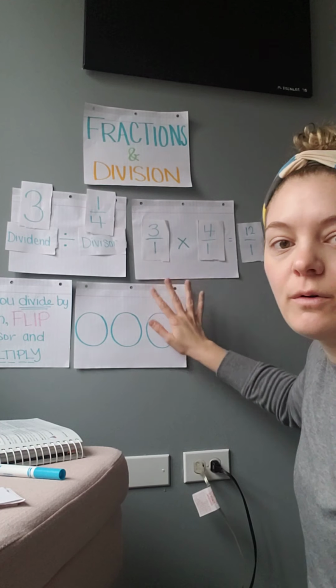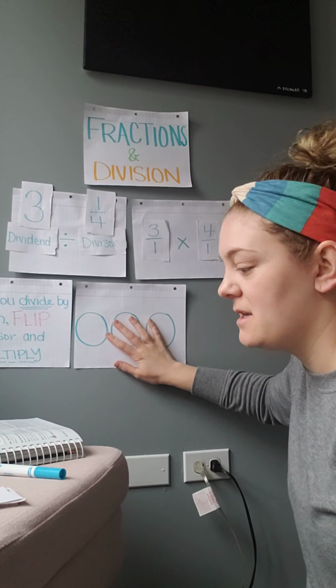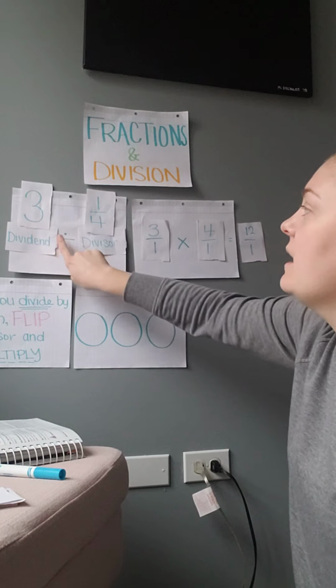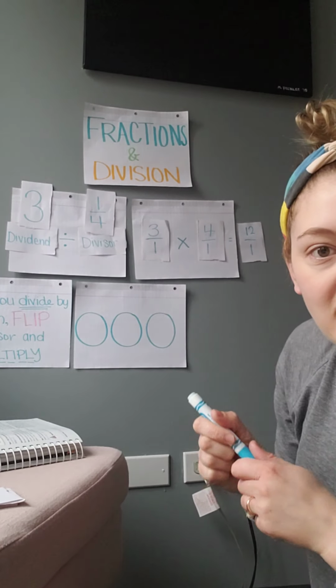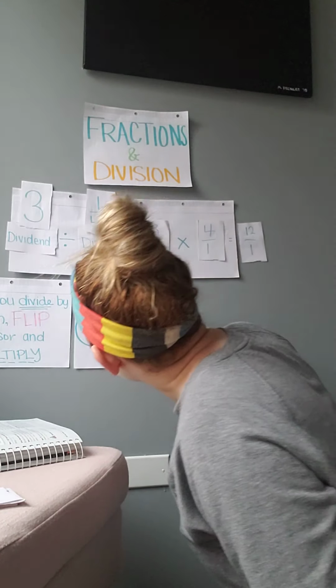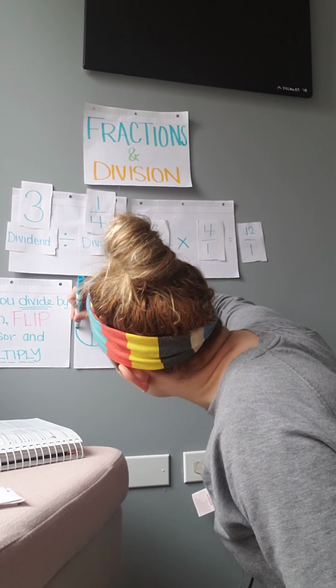Okay, so let me show you how to do it on here, okay? I've got 3 divided by 1/4. I have 3 circles right here, and I am going to divide them by 1/4, okay? I'm going to divide them into fourths.